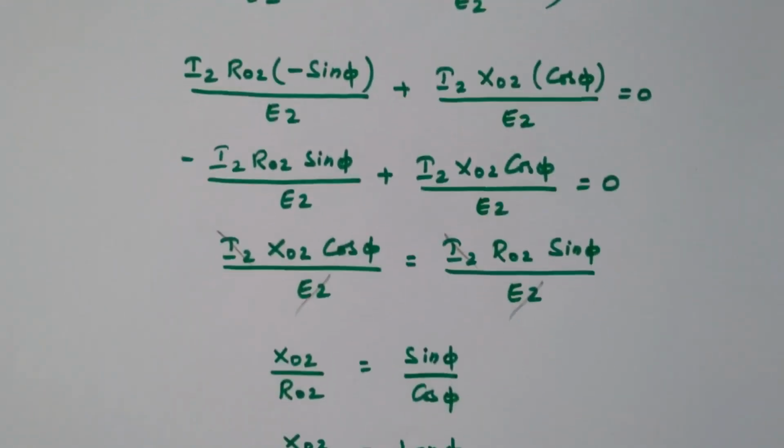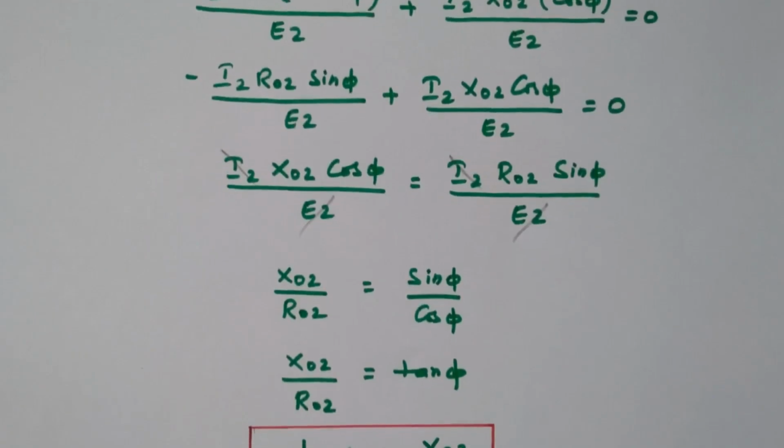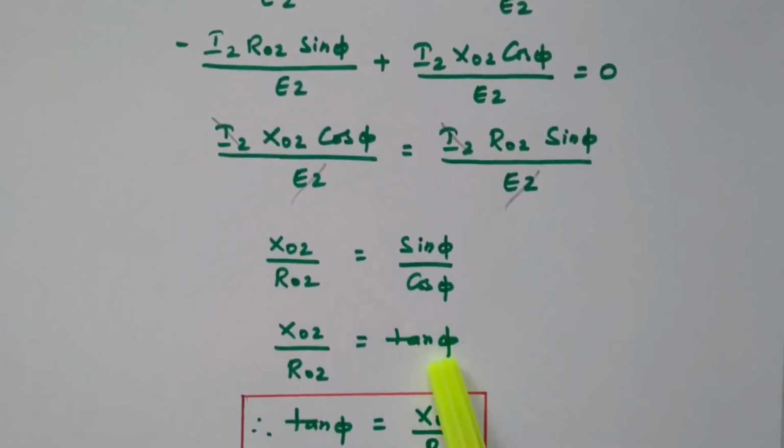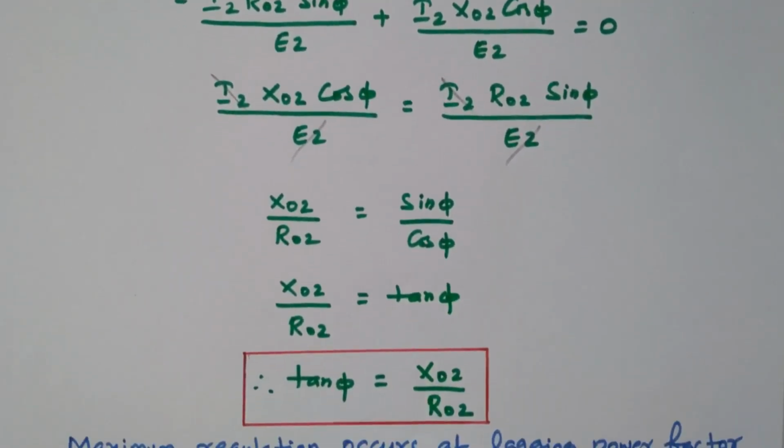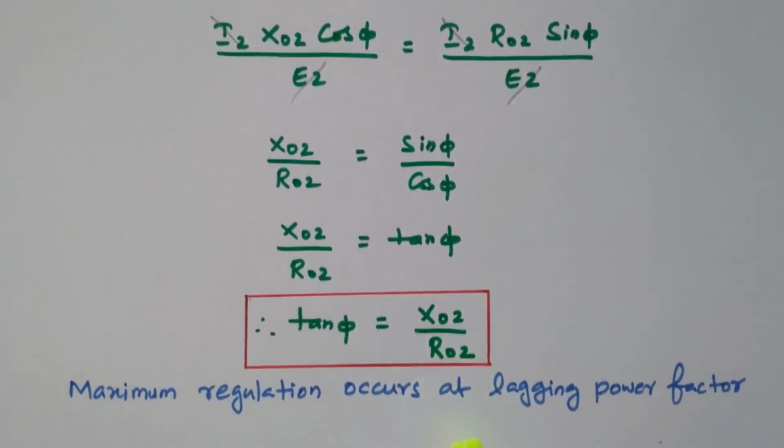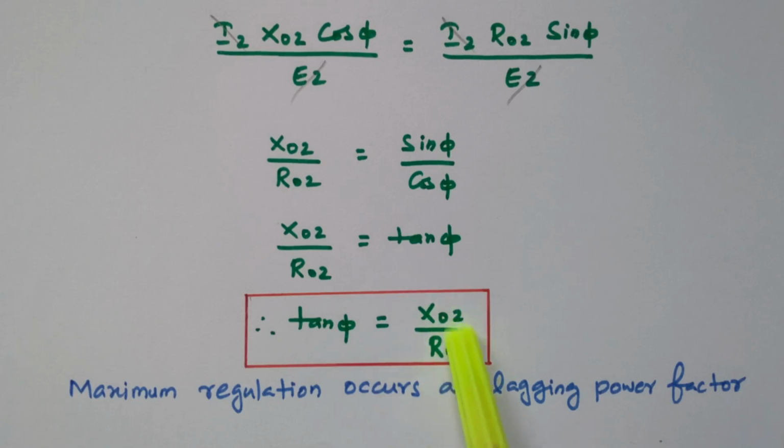Right? So by rewriting that, X02 divided by R02, bring this R02 to the denominator. Similarly, sin phi, bring the cos phi to the denominator. So X02 divided by R02 equal to sin phi divided by cos phi. The sin phi divided by cos phi is nothing but tan phi. Right? So tan phi equal to X02 divided by R02. So the maximum regulation will occur at this condition, X02 divided by R02. Here we get the positive sign.